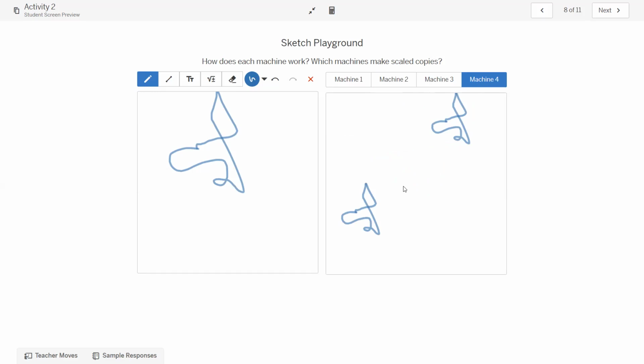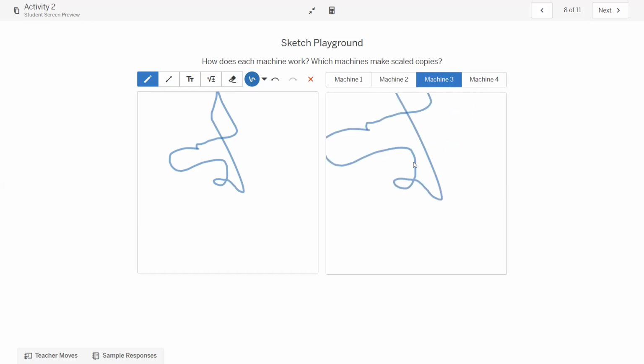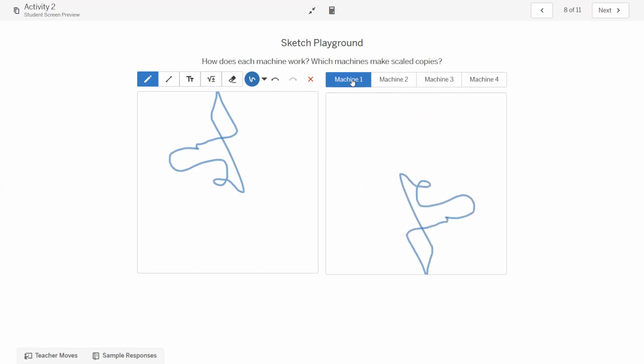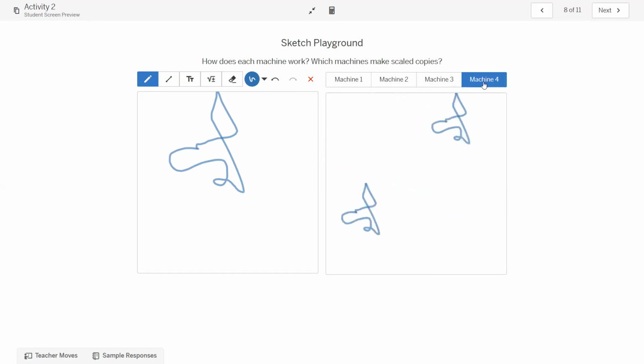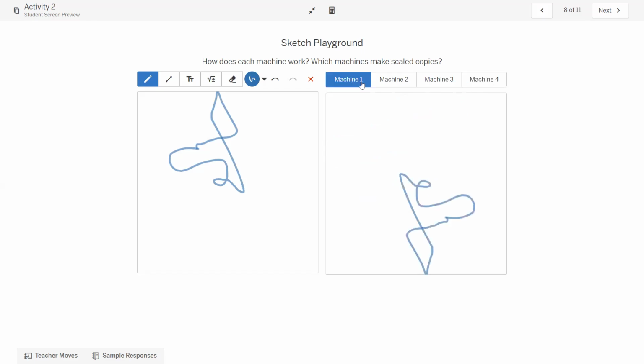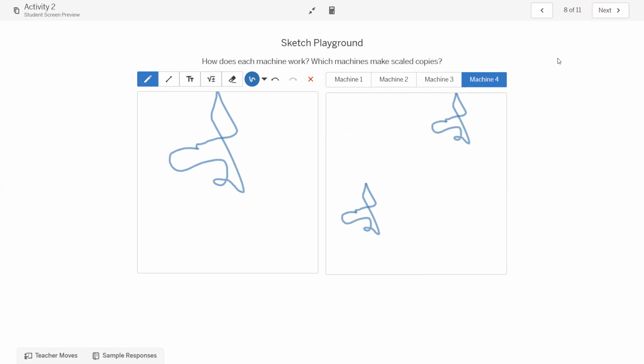So which machines made scale copies? So, if I'm not mistaken, these are scale copies. So 4, let's see what 2 did. 2 elongated it. What did 3 do? 3 just made it bigger. So could this be considered a scale copy? Yep. Can that be considered a scale copy? Yep. Can that be considered scale copies? Yes. So our machines 1, 3, and 4 are scale copies machines. All right, moving on.